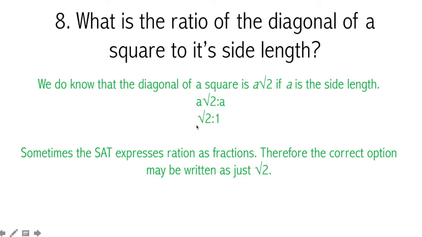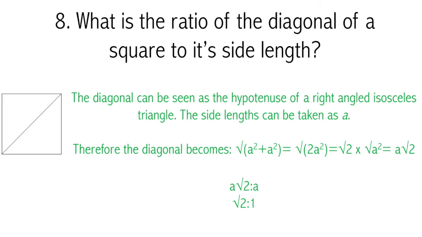Now, in case you didn't know the formula for this particular question, something you could have thought of is that this is the diagonal, this is the side length of a square. So you can think of the diagonal as the hypotenuse for this right angle isosceles triangle, where this side length is a and this side length is a. Therefore, using Pythagoras theorem, the diagonal would become the root of a square plus a square, which is the root of 2a square, which can be written as a root 2. Once again, you would arrive at the ratio a root 2 to a, which is root 2 to 1, and therefore we would once again arrive at the correct option, even if we didn't know the formula.